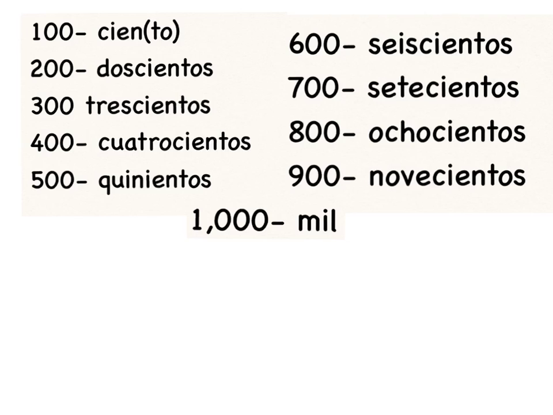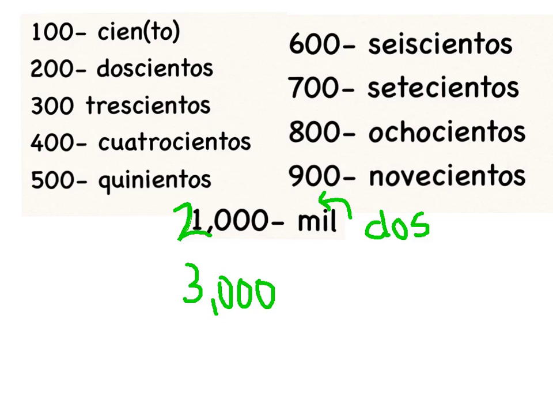And then if you have more than 1,000, what you're going to do, like for example, if I had 2,000 instead of 1,000, I'm just going to say dos mil. So you just put the number in front of mil. So if, for example, I had 3,000, it's going to be tres mil.